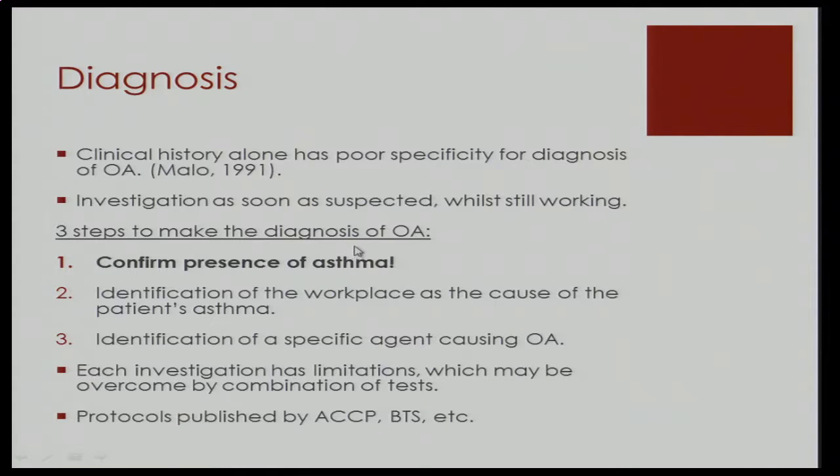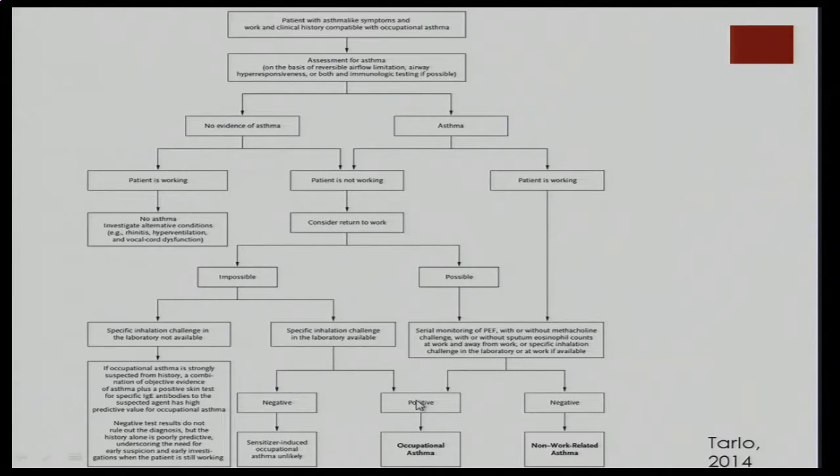So the three steps really are to confirm the diagnosis of asthma objectively, as I've talked about before, and then identify the workplace as the cause of the patient's asthma. And then also identify the specific agent at work that's caused the asthma. And there may be several investigations that are used, and there are several flow charts that have been developed to work through this process. I know you can't read this, don't worry.